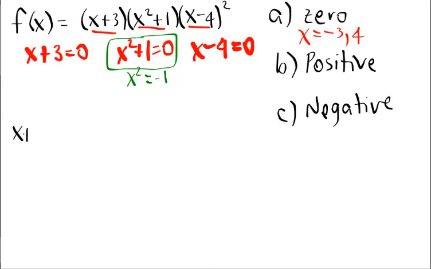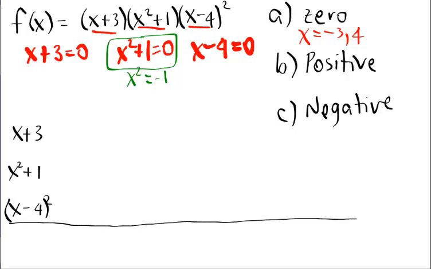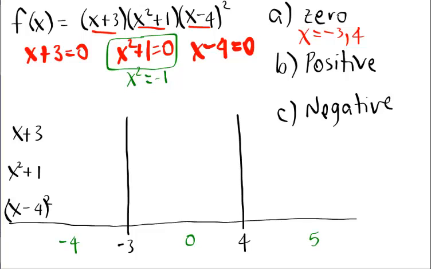So we're going to take our factors, x plus 3, x squared plus 1, and x minus 4 squared, and we're going to set up a sign chart to examine what's going on. And we're going to separate the parts of our sign chart by using our zeros, negative 3 and 4. So we're going to pick a number from each section of our chart and plug it into the linear pieces.